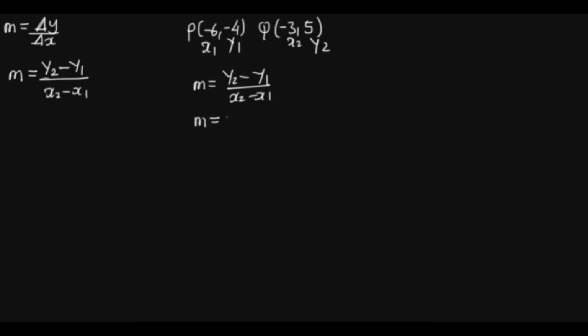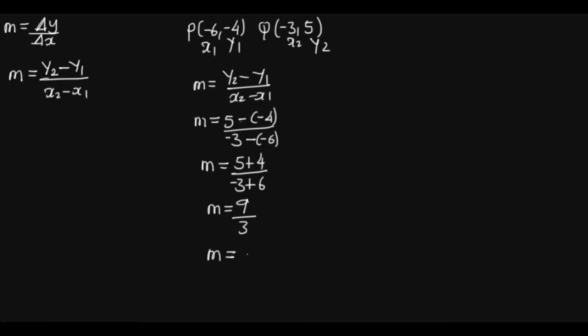So y2 is 5 minus y1, which is negative 4, over x2, which is negative 3, then minus negative 6. So you can see that we have 5, negative times negative, that is positive 4, over negative 3, negative times negative, that is positive 6. Gradient is equal to 5 plus 4 is 9 over negative 3 plus 6 is positive 3. 3 into 9 is 3. So the slope of P and Q is 3.